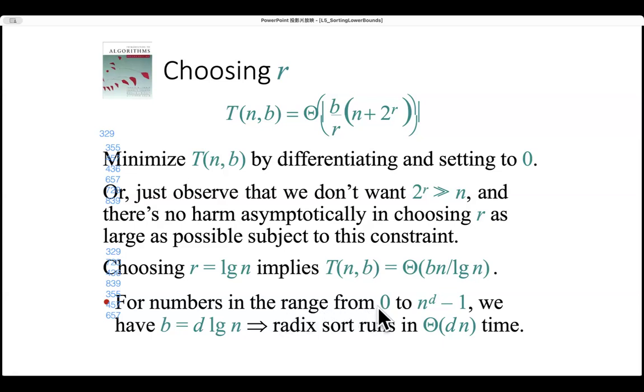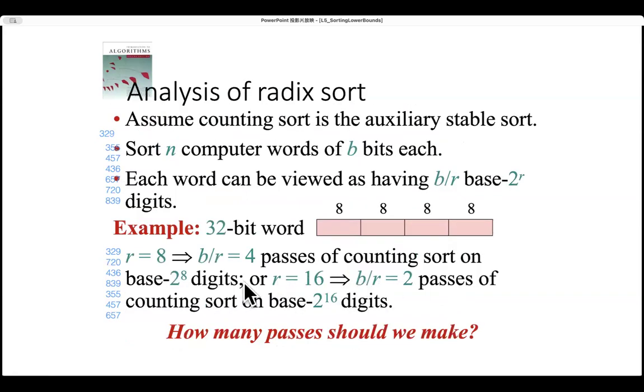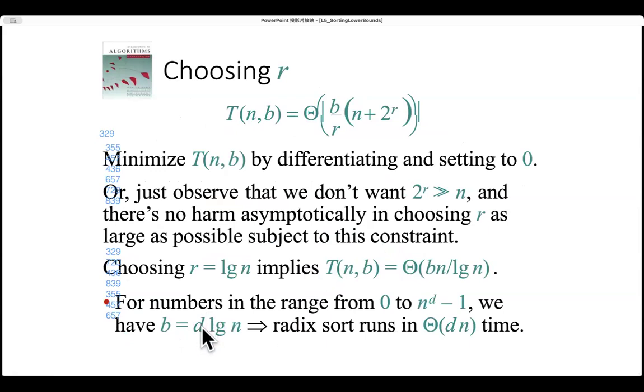So for numbers in the range from 0 to n to the power of d minus 1, we have b equal to d log n, because b, the b bits here, is known to be d digits of log n.